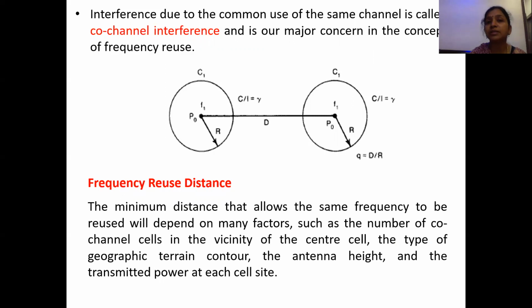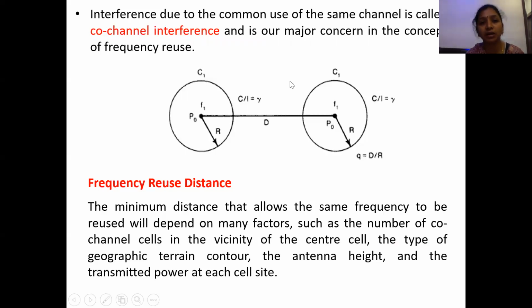Interference caused due to the common use of the same channel is called co-channel interference, and it is a major concern in the concept of frequency reuse. As we are using the same frequency, there is a chance of co-channel interference. So while designing a cellular system, we have to take into account co-channel interference. That's why we maintain a certain distance.